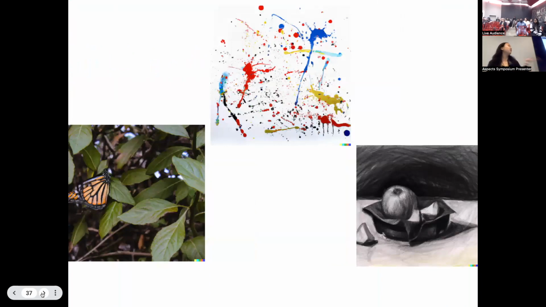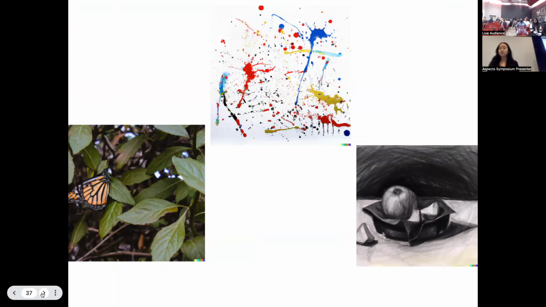So here are three different mediums of art: photography, painting, and drawing. But if you're observant, you might see these little colored squares at the bottom of each of them. And this is because each of these are made by DALL-E, OpenAI's generative art program.